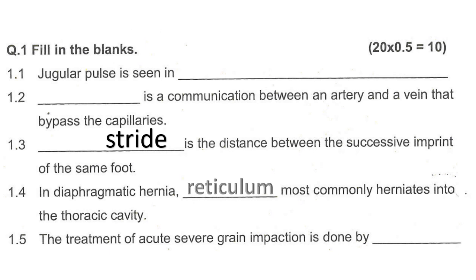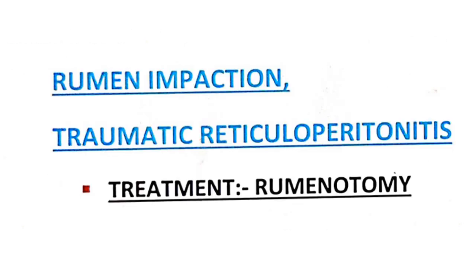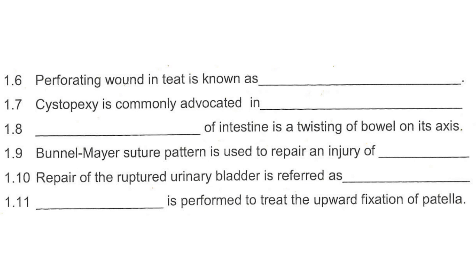So the reticulum mostly herniates. The treatment of acute severe grain infection is done by, this severe grain infection is what we call rumen acidosis. So it's a rumen infection, so it is treated by rumenotomy. Sixth fill in the blank: a perforating wound in the teat is known as teat fistula. If the question is incomplete, the answer might be teat fistula.